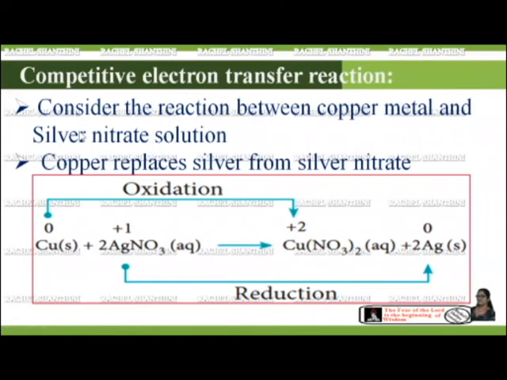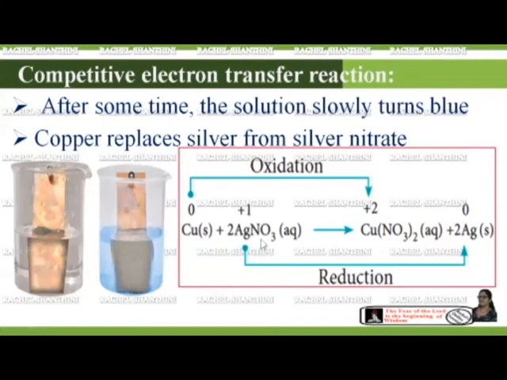Competitive electron transfer reaction. Consider the reaction between copper metal and silver nitrate solution. Here in this reaction, copper replaces silver from silver nitrate. Let us understand this reaction from this picture. Place a metallic copper strip inside this beaker containing silver nitrate solution. After some time, the solution slowly turns blue. This indicates copper replaces silver from silver nitrate solution, and you could see a metallic deposit on the copper strip. This indicates the deposition of silver on this copper strip.